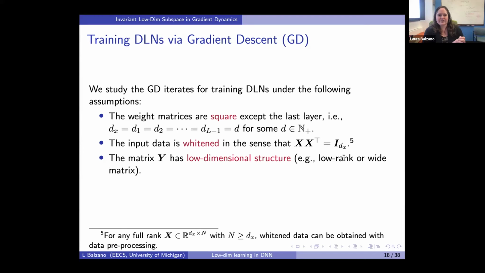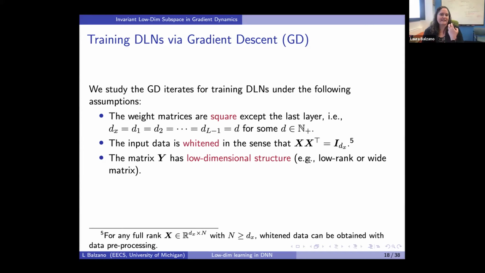A strong assumption is that the input data is whitened. So the matrix XX transpose is identity. And you can do that with pre-processing, which requires SVD and inverse of your data set, significant computation, though it only happens one time, I guess. But still, that's a pretty strong assumption.